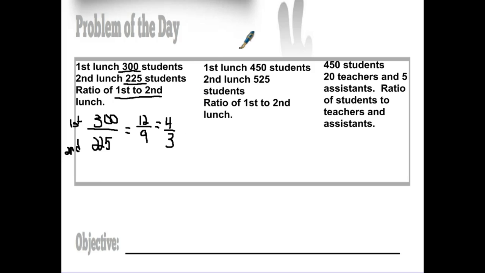You're going to do the same thing for the second one and for the third one. Label the top ratio, or the first and then the second, and label your students to teachers and assistants. Plug in your numbers and then write your ratios in lowest terms. Okay, now pause the video here for, let's take 3 minutes, and then you're going to check back in. So pause here and check back in 3 minutes time. Ready? Go.